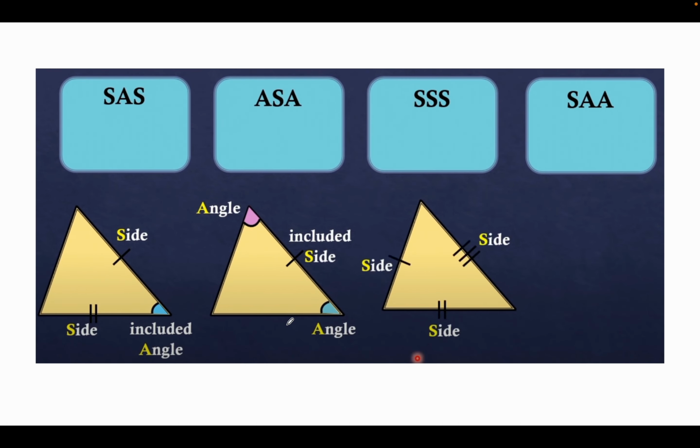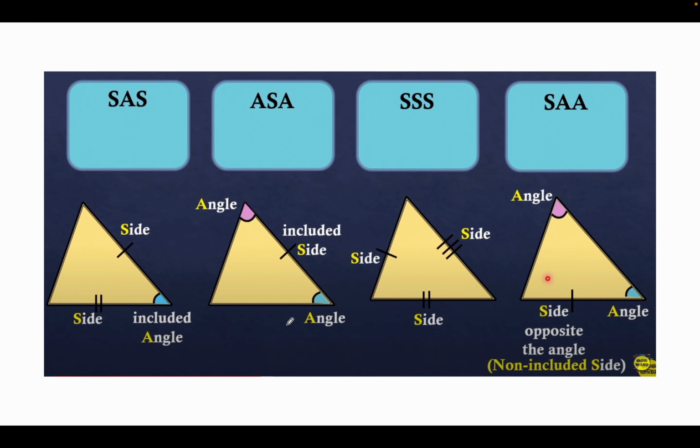And the third one, we have the SSS congruence postulate. If the three sides of a triangle are congruent to another three sides of another triangle, therefore, the two triangles are congruent by the SSS postulate. And lastly, we have the SAA. We haven't discussed this yet, right? The SAA or SSA congruence postulate. So, well, madali lang naman siya.